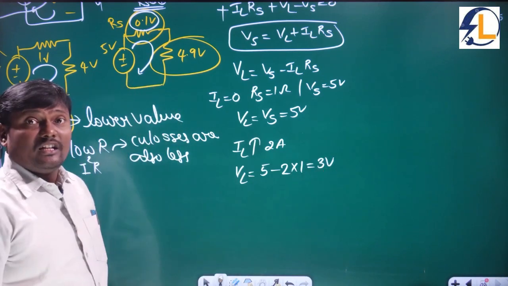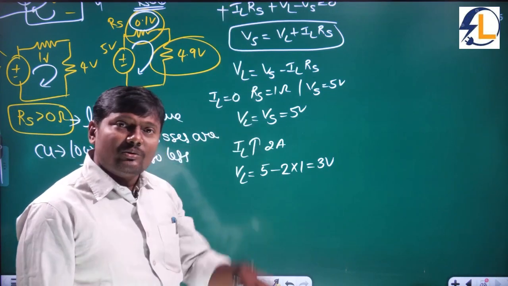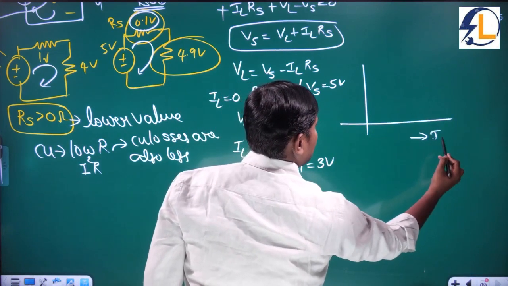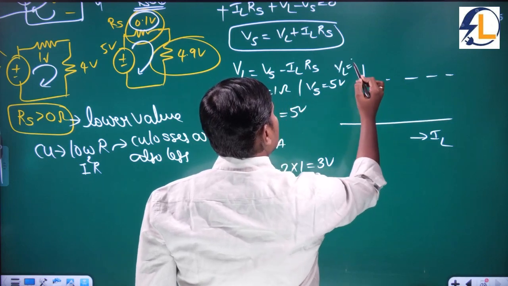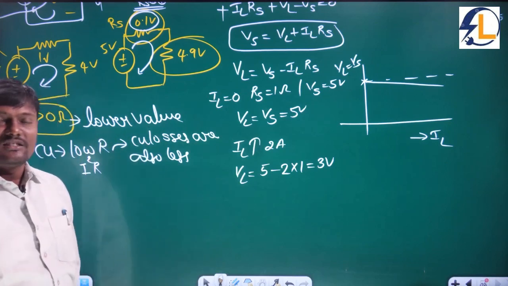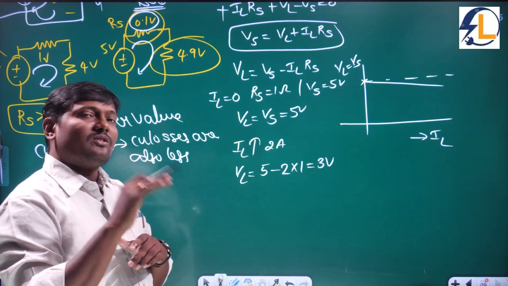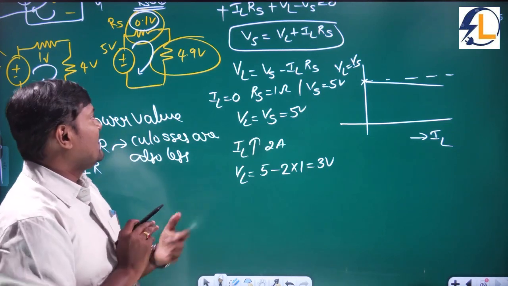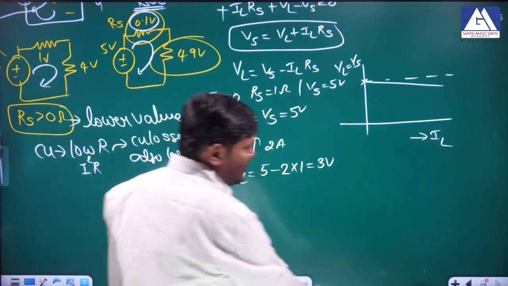See, observe that if IL increases, the load current increases, and the load voltage value will decrease. If IL increases, the load voltage will decrease. So generally, for understanding purposes, I am taking 1 ohm, but it is less than 1 ohm only, 0.1 ohm or 0.2 ohms like that. The internal resistance is very, very small.